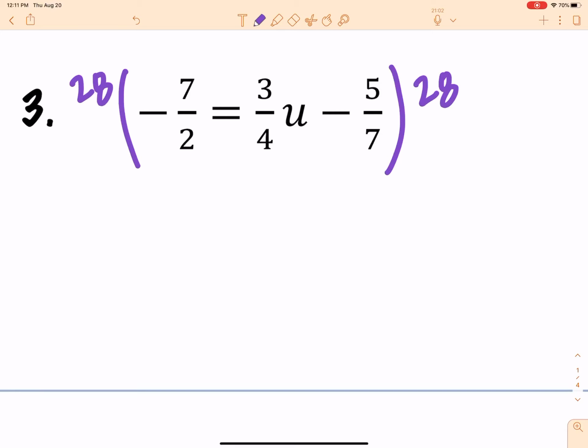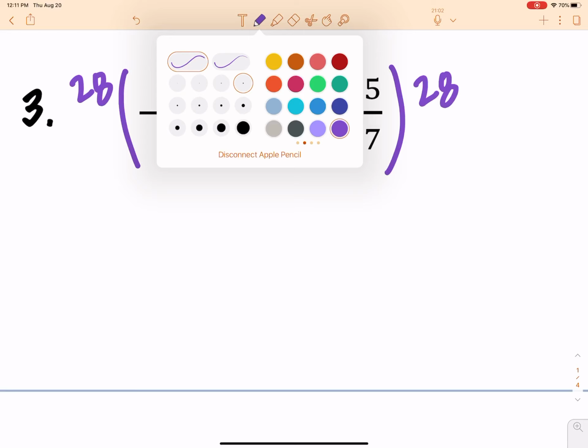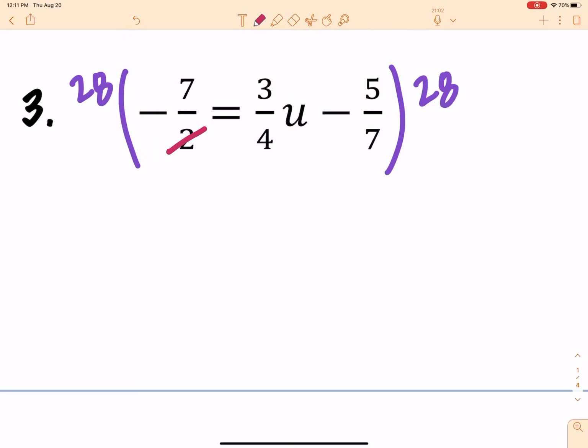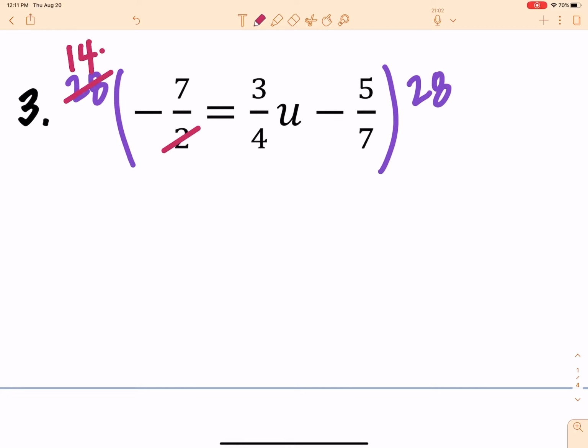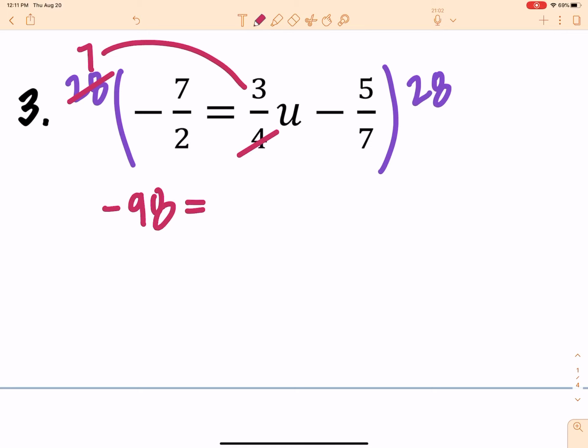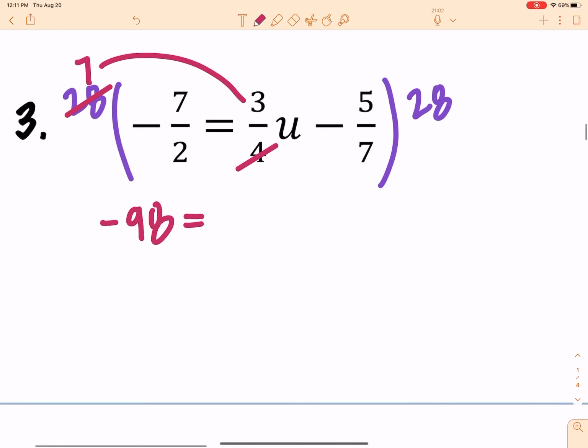And you could go through each term. So I also write it like this, just trying to show you all the options. So 2 goes into 28 14 times, and then I do 14 times negative 7 is negative 98. Okay, and then I just restart with the next one. So 4 goes into 28 7 times, then 7 times 3u, don't forget the u, is 21.